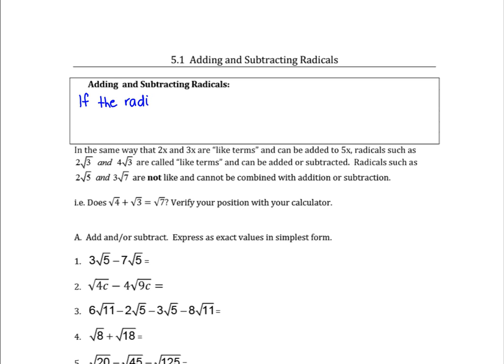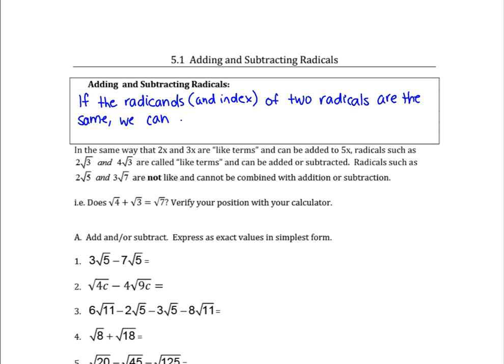Okay. Let's talk about adding and subtracting radicals today. That's all we're gonna do. I think it's one of the easier lessons. If the radicand and index, the radicands, I should say, of two radicals, it's a lot of radical words, are the same, we can add or subtract the numerical coefficients.